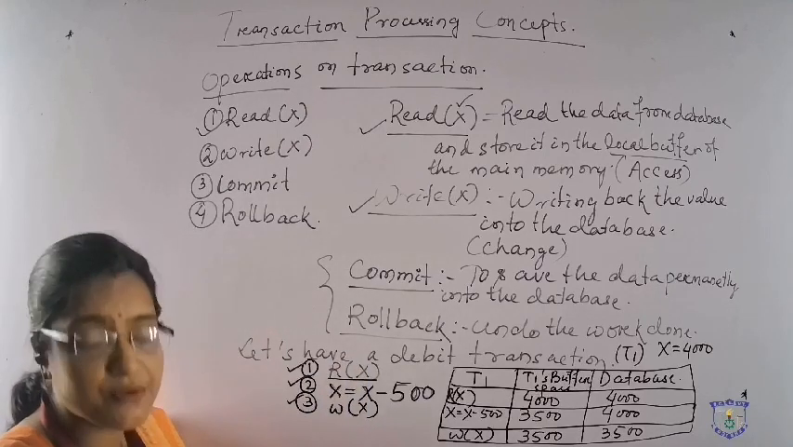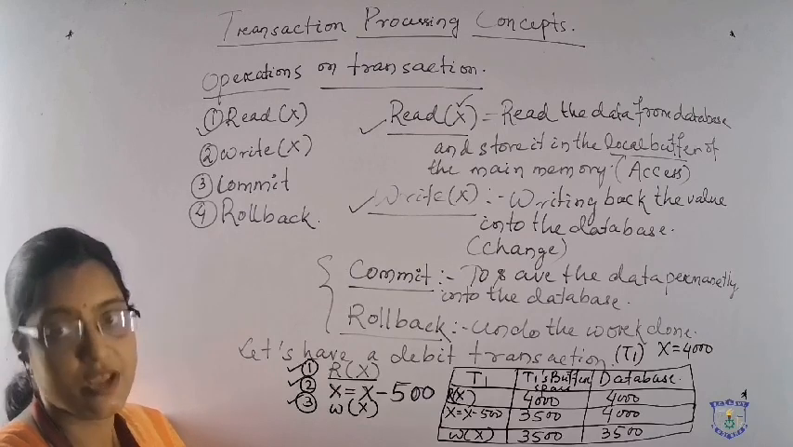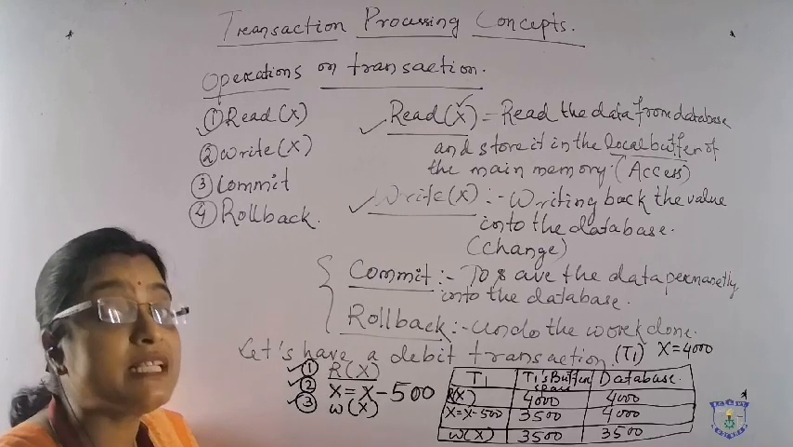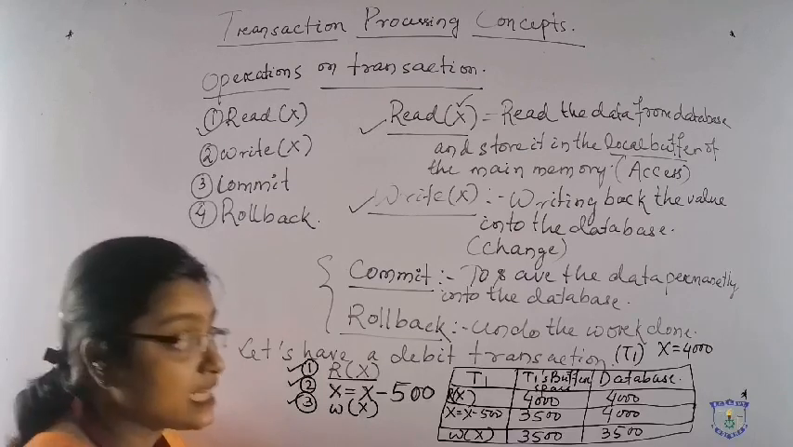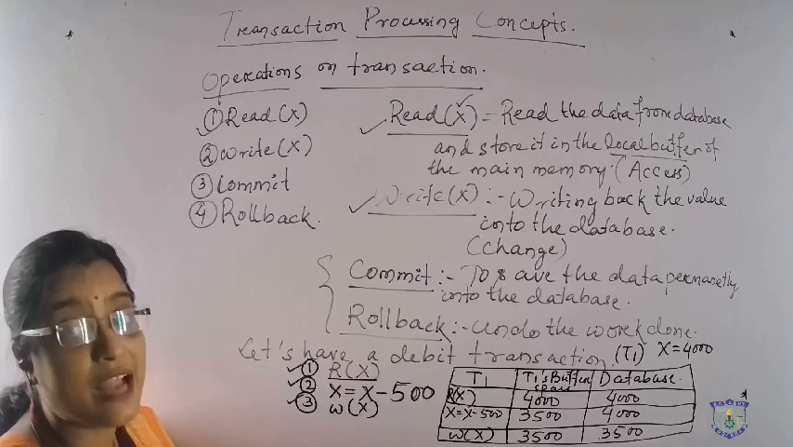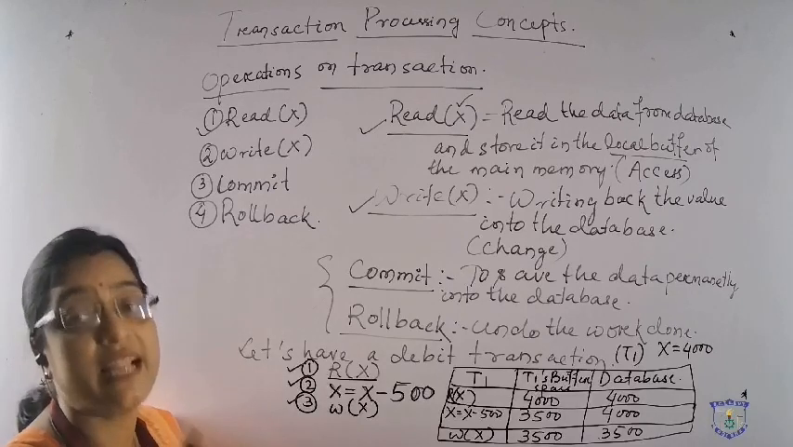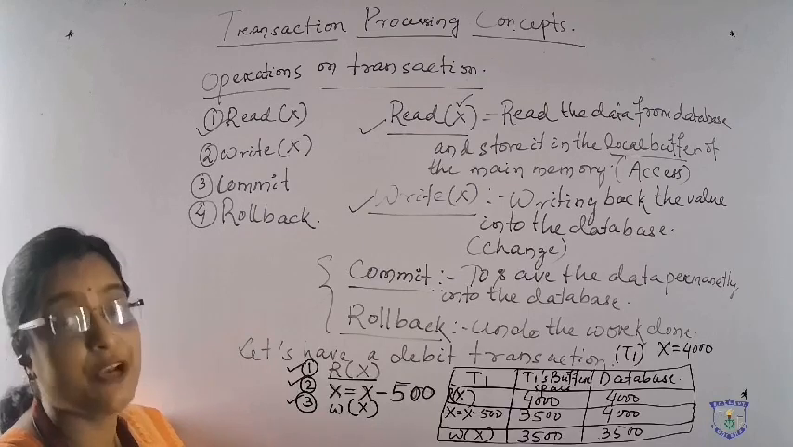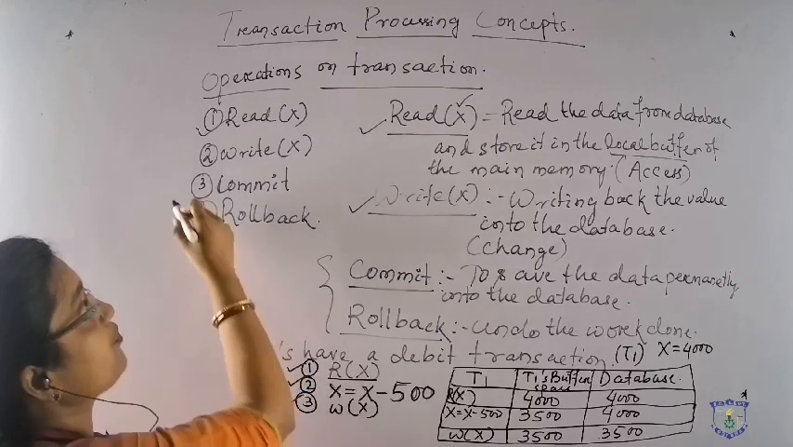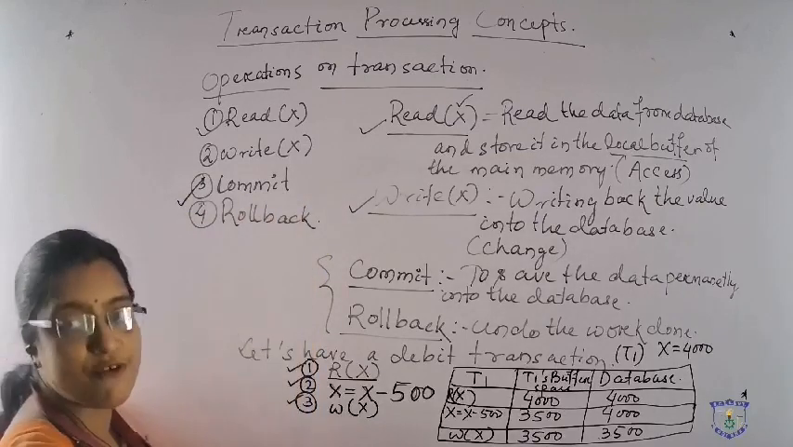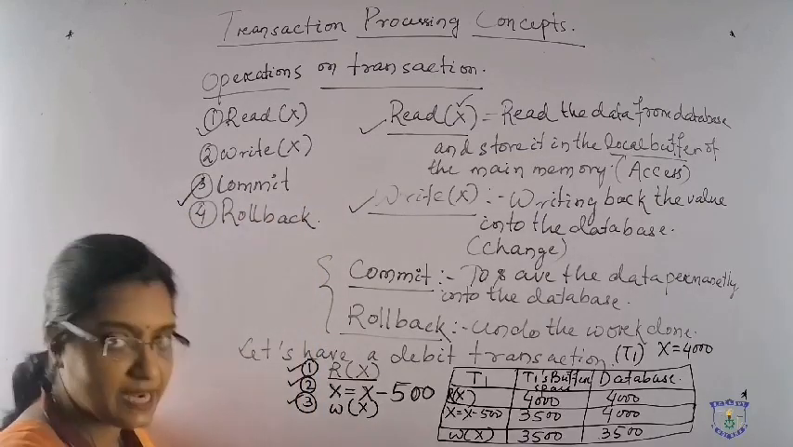But suppose, students, any power failure, hardware or software failure happens. What value will we see in the database? Shall we see the value of 3500? No, because the value is still not saved in the database permanently. So to save the value permanently into the database, we have to go with the commit operation. So this is the objective of using the commit operation.